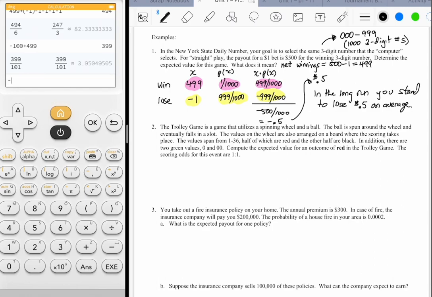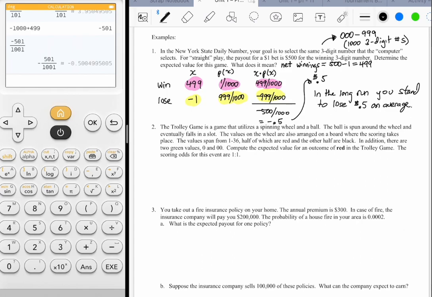Let's say you play the game 1,000 times and you lose every single time. And then on the 1,001st time, you win. Now I'm down $500, and I played the game 1,001 times. So what this is saying is, on average, I stand to lose 50 cents every time I play the game. It could be a lot.